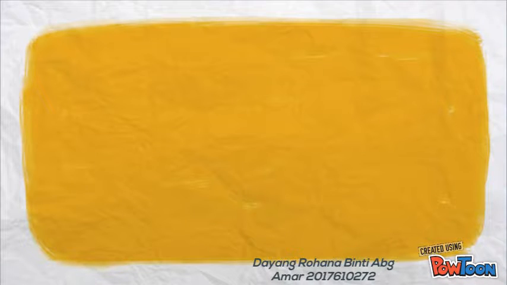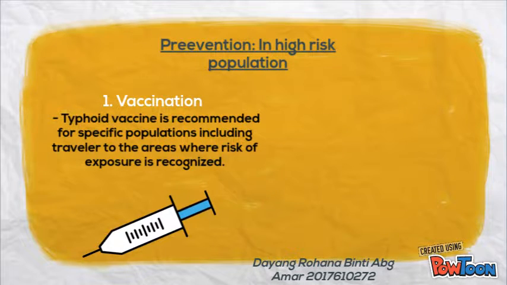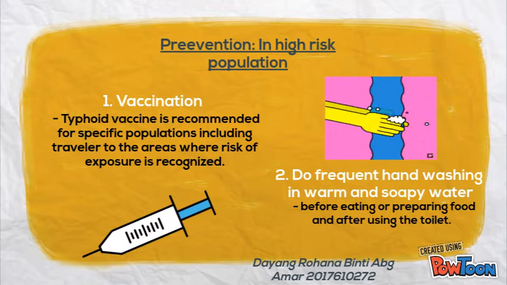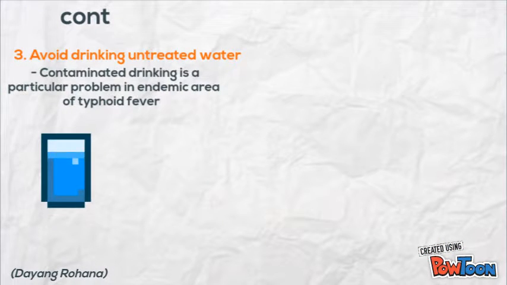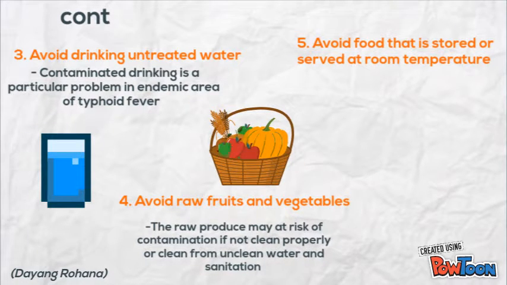Preventive ways in the high-risk population include: first, vaccination. Second, do frequent hand washing in warm and soapy water. Third, avoid drinking untreated water. Fourth, avoid raw fruits and vegetables. And fifth, avoid food that is stored and served at room temperature.